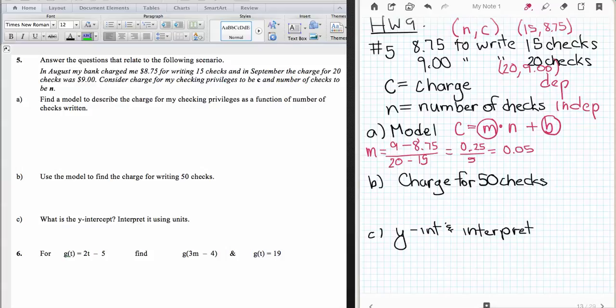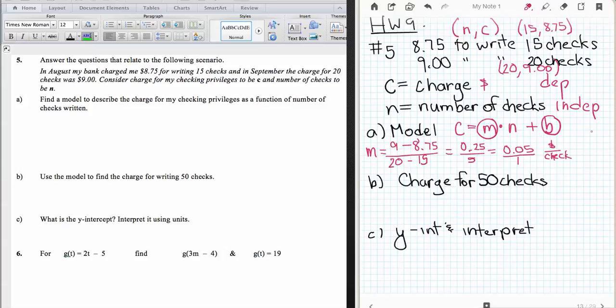Let's see, the dependent is in the numerator. Dependent, those are charges, and charges are in dollars. So unit-wise this is dollars per, and independent, those are numbers of checks, so dollars per check. The way that it's written right now as a decimal, that's a unit rate. So that says I have $0.05 per check. Oh, 5 cents per check. That's what that means. Okay, great.